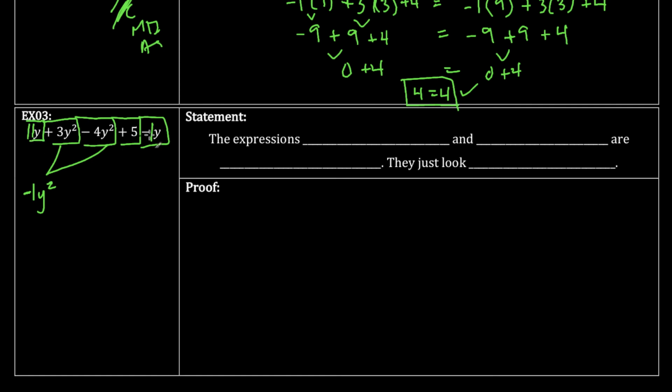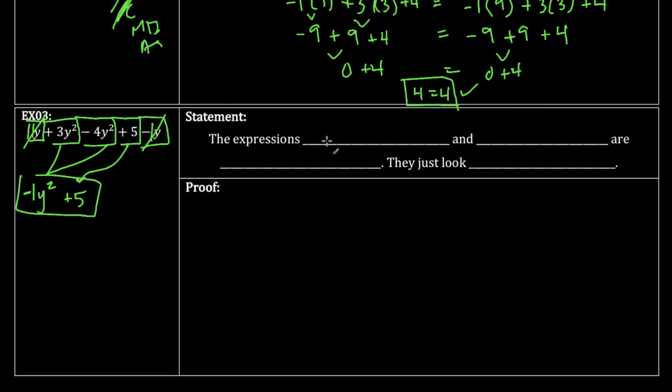And then my y term is positive 1y minus 1y. 1y minus 1y, 1 minus 1. There's 0 y's. If there's 0 y's, don't write 0 y's. Just don't write it because there's none of them. So these kind of just go away. These cancel each other out. And then lastly, we have this constant all alone, plus 5.